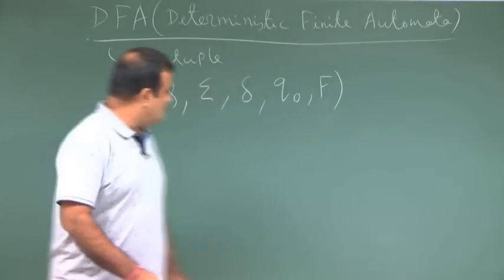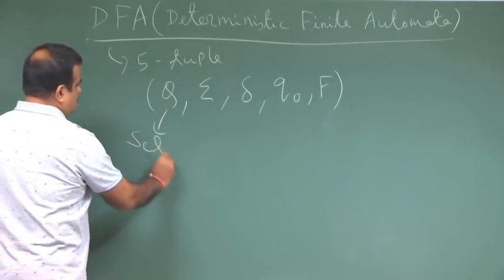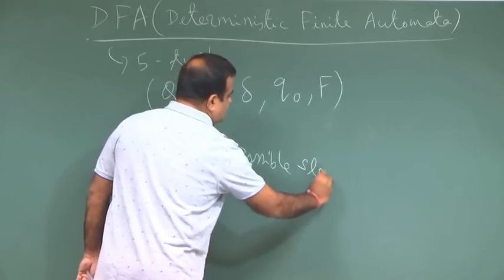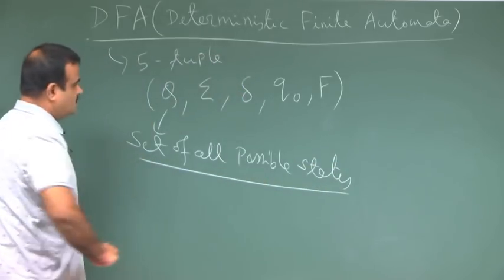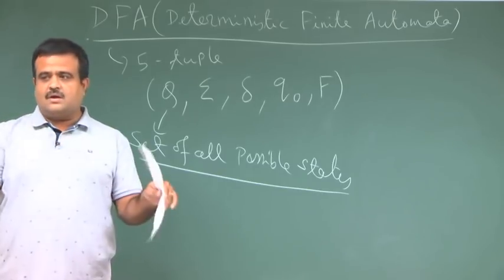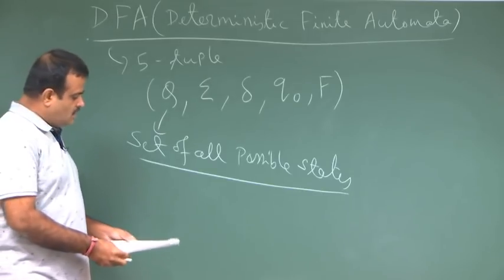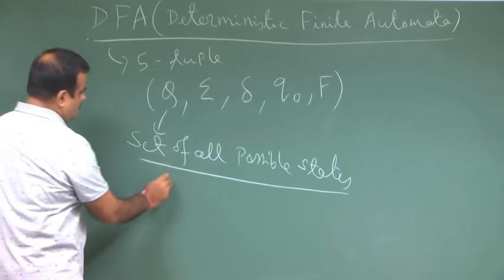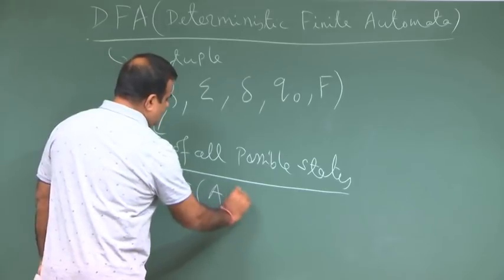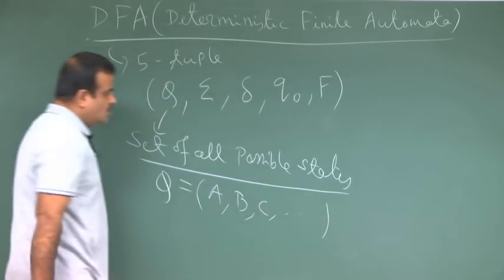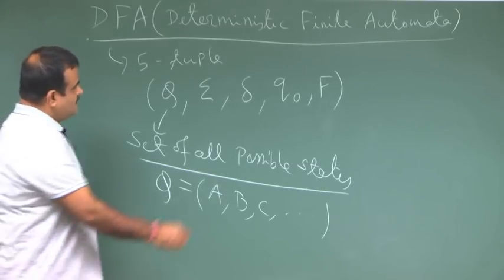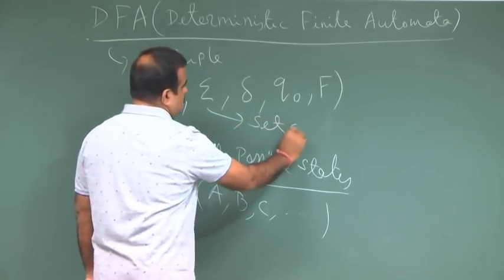So this Q is nothing but the set of all possible states. This is the Q. That means all possible states our system can be in. So this is usually denoted by a capital letter. So Q is some state, say A, B, C, D like this. So we use some capital letter to indicate these states, and this is basically the set of alphabets.